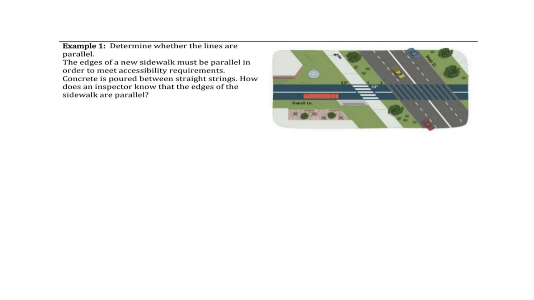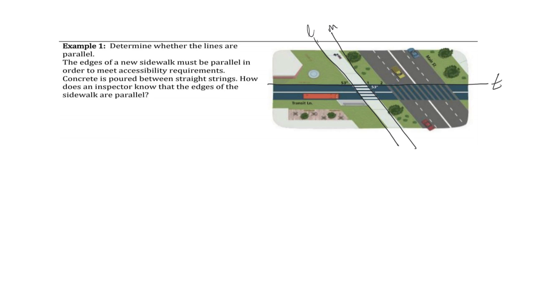All right, now this is a real world example. Okay, it says determine whether the lines are parallel. The edges of the new sidewalk must be parallel. So here's our edges. Right. Let's call this like L and M. Those are our edges. Then we have a transversal here. That'll be our T, or our transversal.